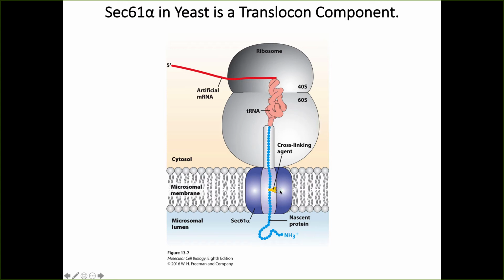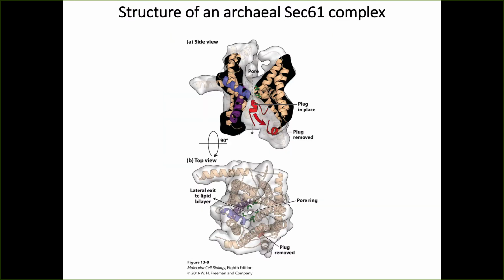Now after you allow it to translate, you shine a bright light, which cross-links the lysine to the translocon. Then you purify the translocon, and along with it the peptide was also found, which proves that Sec61 alpha is a translocon component in yeast.